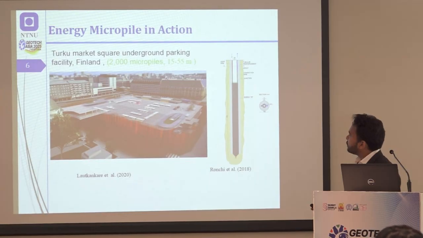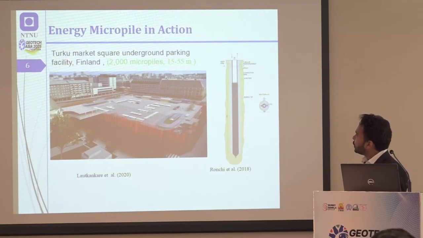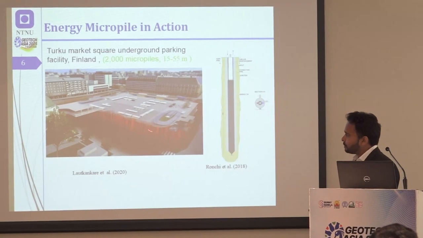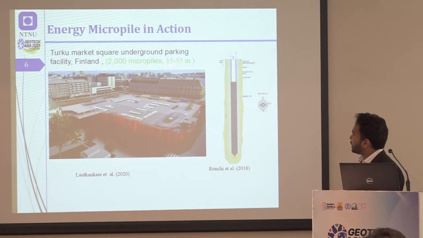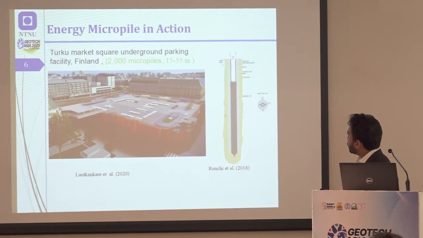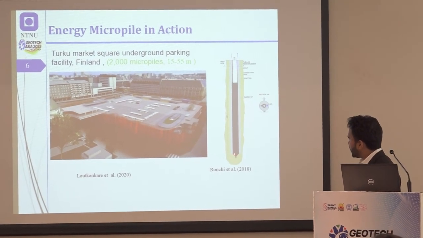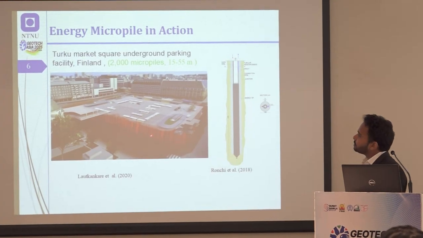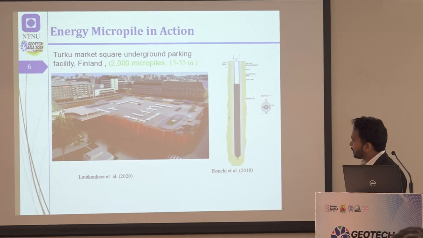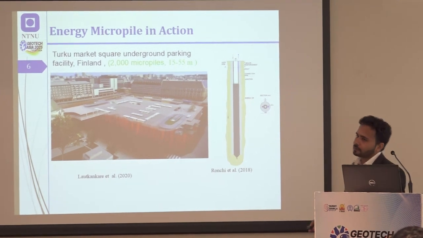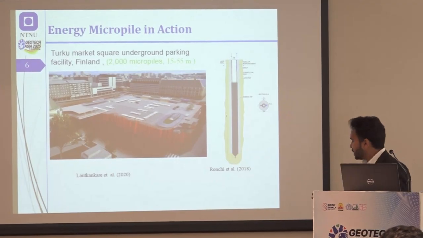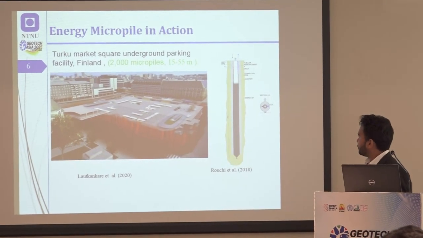This is one of the classical examples, a parking facility in Turku, Finland, where they installed 2,000 micropiles with lengths varying from 15 to 55 meters. They installed U-loops, as we discussed earlier, in the micropiles, and now they use this for de-icing of the surface and for heating and cooling of the adjacent building. It has been working for the last 5 to 7 years. It was installed in 2017 or 18, if I'm not wrong.